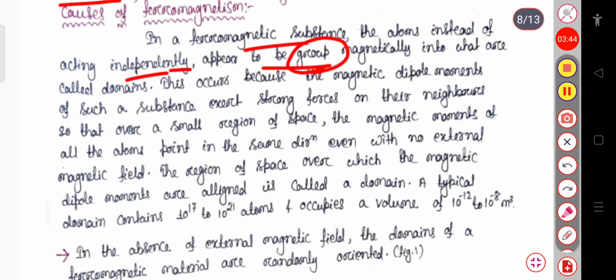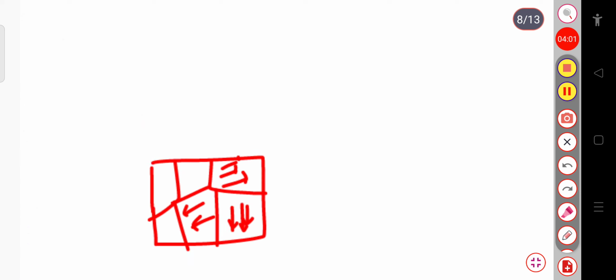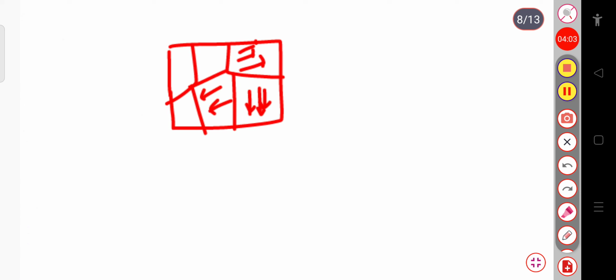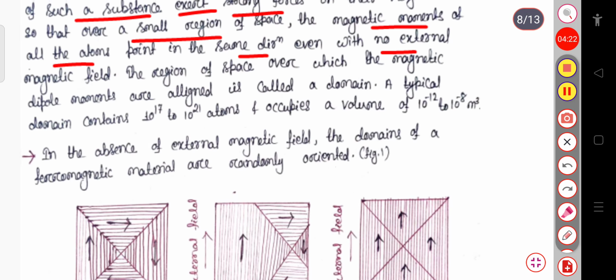This occurs because the magnetic dipole moments of such a substance exert strong forces on their neighbors, so that over a small region of space, the magnetic moments of all the atoms point in the same direction, even with no external magnetic field. So in this particular domain there will be no external magnetic field, but in that region all the atoms, or we can say all the molecules present in that domain, will be aligned in a particular direction, so that they form a magnetic domain.